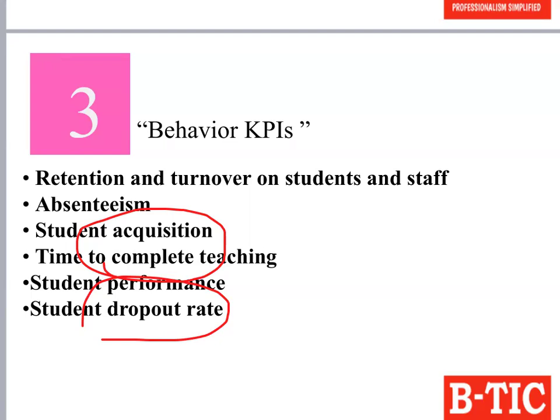But if we give the LMS, we can easily track the lecturers. What time did they start the class? What time did they finish the class? And the quality of teaching also can be tracked. So we can track the quality of teaching. We can track the time they take to do the teaching and so on. These are all KPIs that we can use to track if the change is happening.